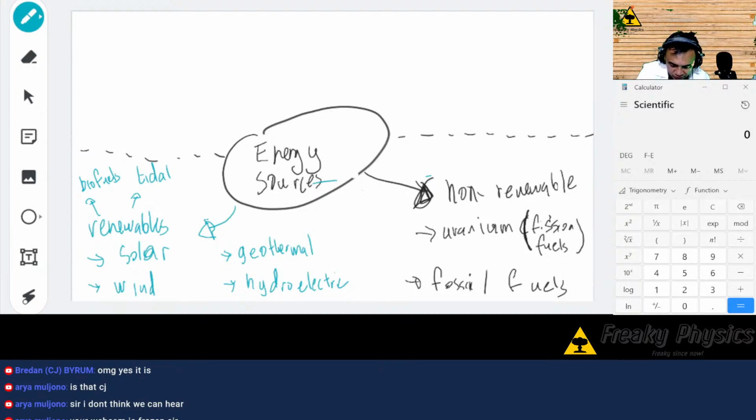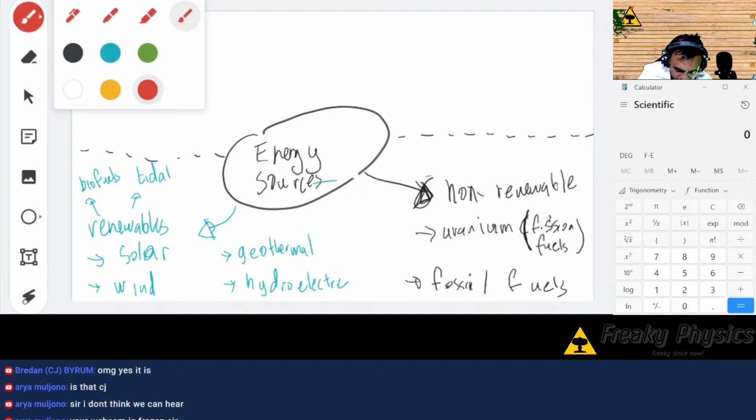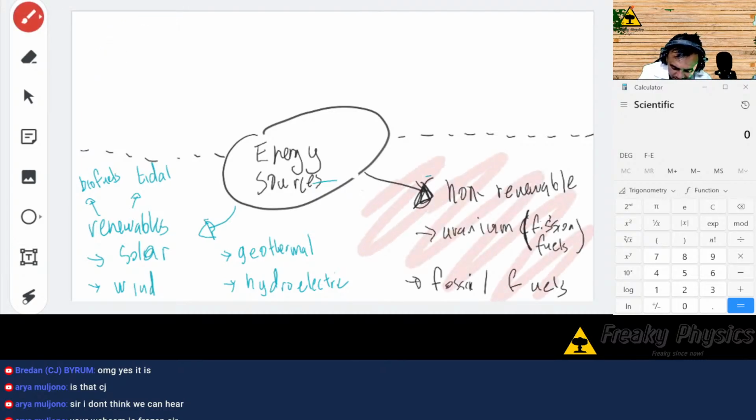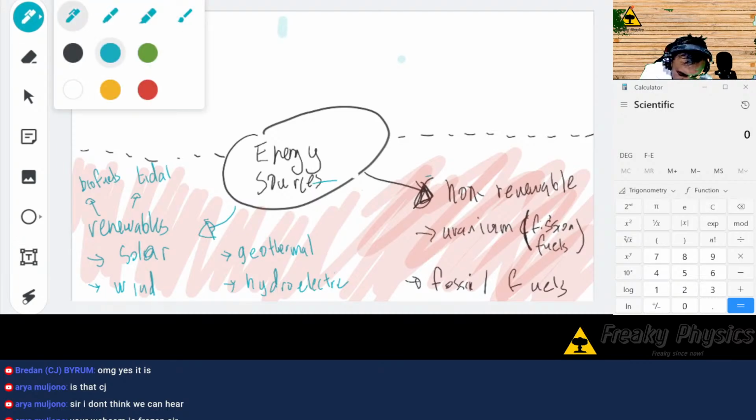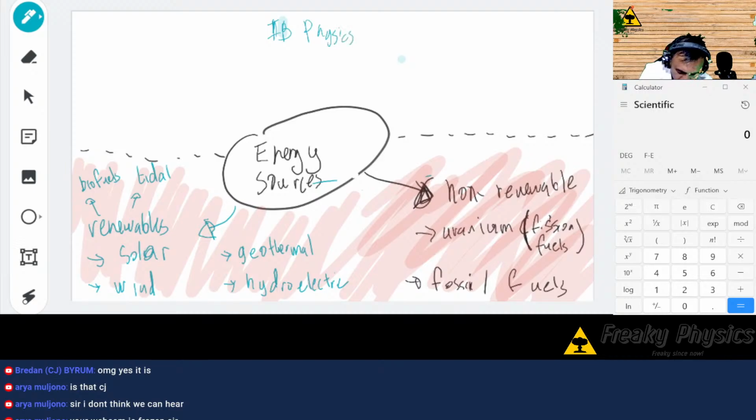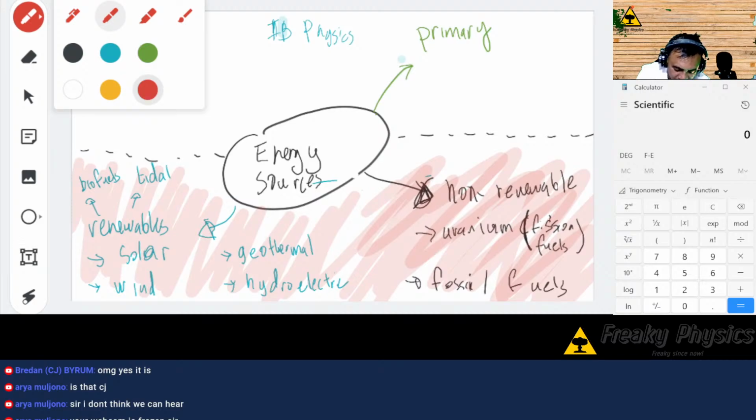So this is one way for us to go through the types of energy sources that we know. But there is another way to classify your energy sources, and this is the one that's more relevant for DP. For IB physics, the more relevant one is that we can consider them as either primary or secondary sources.